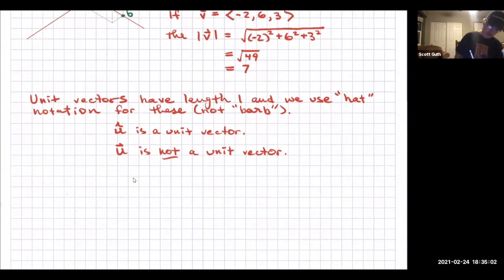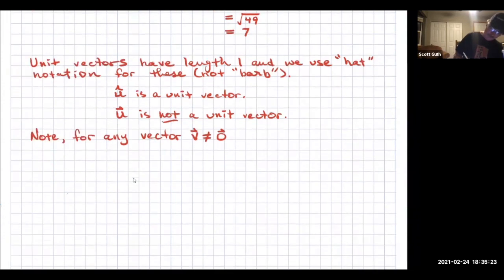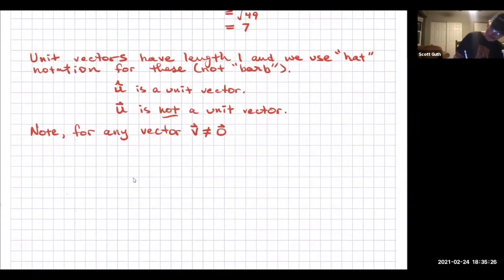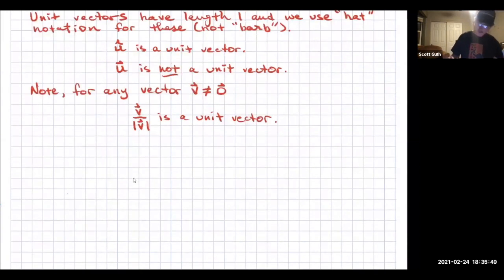And maybe it's worth noting that for any vector v not equal to the zero vector, if you do v over the magnitude of v, that is a unit vector. Now that's not hard to prove, but I'll leave it to you if you want to play around with trying to prove that.